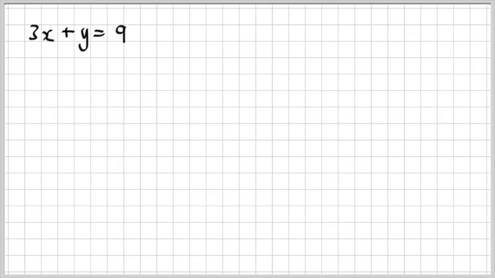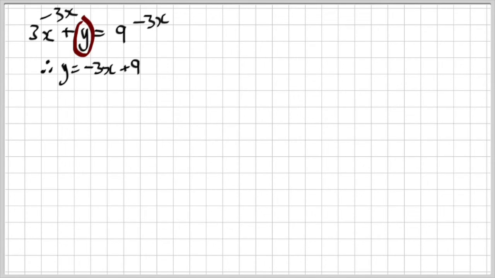3x plus y equal to 9. What is the first problem? Well, y is not on its own. So what am I going to do with that 3x? Well, I'm going to subtract 3x on both sides. So this means that I've got y equal to negative 3x plus 9.